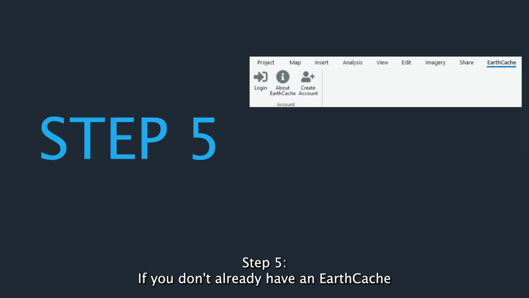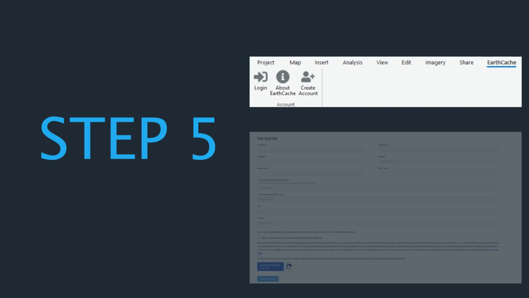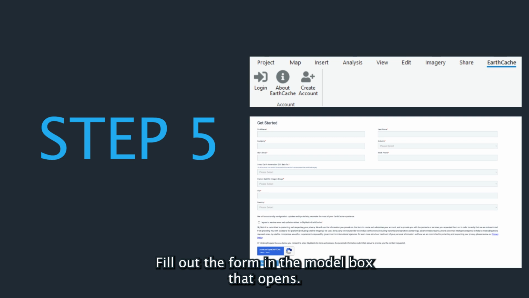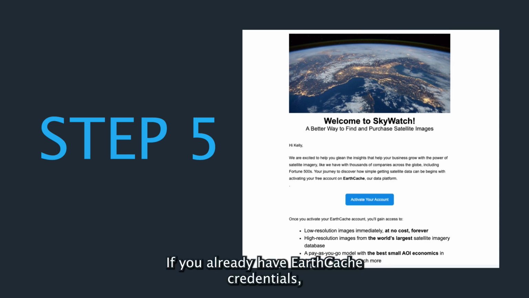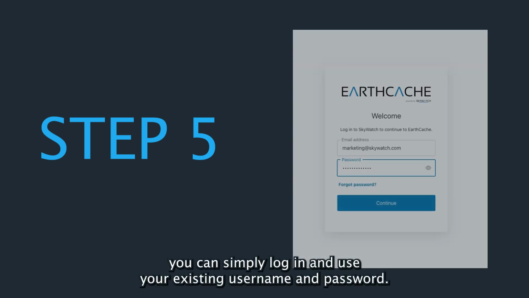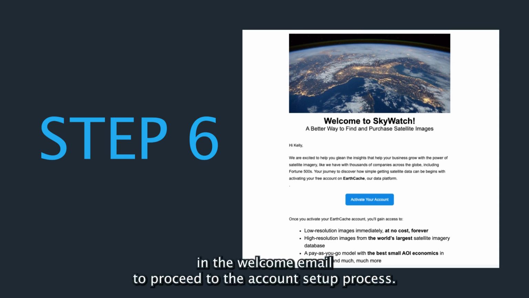Step 5. If you don't already have an EarthCache account, you'll need to create one. To do this, navigate to the EarthCache tab in ArcGIS Pro and click Create Account. Fill out the form in the modal box that opens, then check your email inbox and look for the welcome email from SkyWatch. If you already have EarthCache credentials, you can simply log in and use your existing username and password.